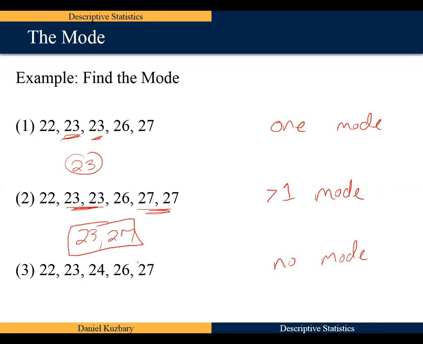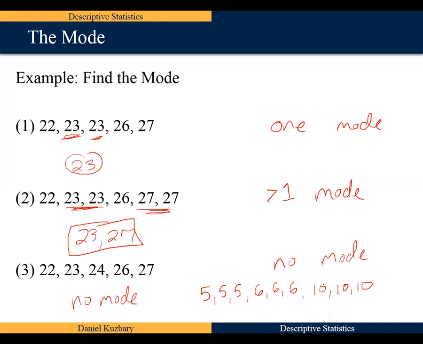And it's also possible to have no mode at all, like nothing shows up more than the rest. So there's no mode here. Let me show you real quick. It's also possible to have a no mode data set that looks something like this. So here's the numbers: 5, 5, 5, 6, 6, 6, 10, 10, 10. So this is my data set.